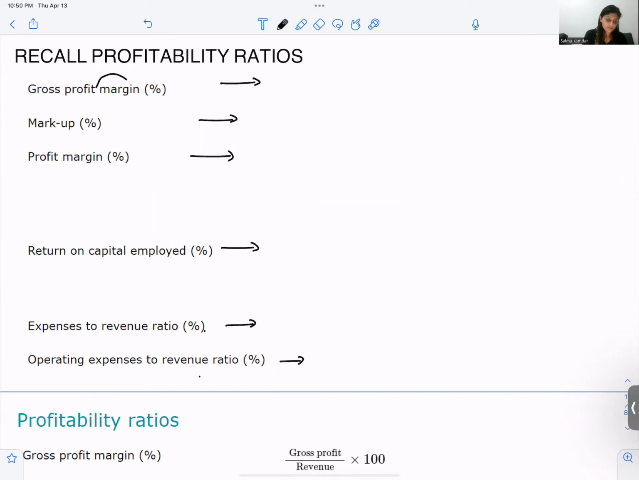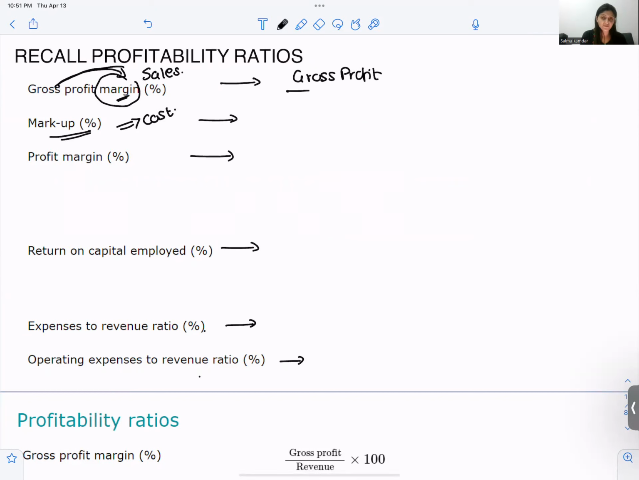Gross profit is profit before operations divided by cost of sales into 100. This is gross profit margin. What could be the formula for gross profit margin? Margin is on sales, and markup is on cost. So what is the formula for gross profit margin? Gross profit divided by sales into 100.